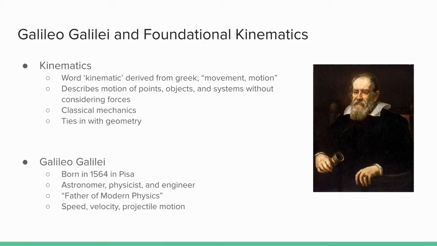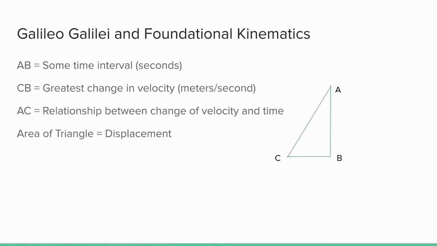The founder of kinematics is Galileo Galilei, and was born in 1564 in Pisa. He was an astronomer, physicist, and engineer. He is also considered the father of modern physics. A lot of his work aimed towards discovering the mechanisms of speed and projectile motion. Galileo also derived kinematical theories, and we will look into a specific example here.